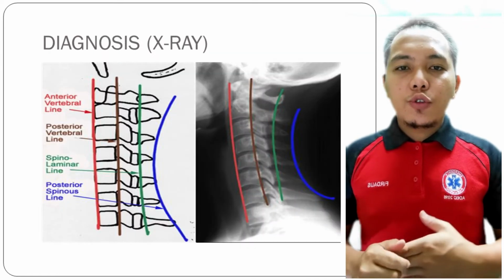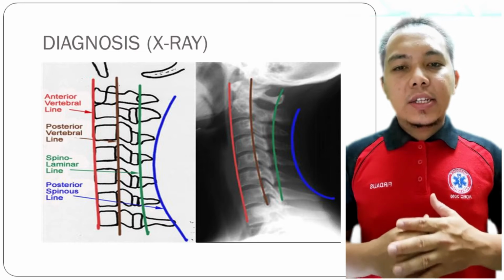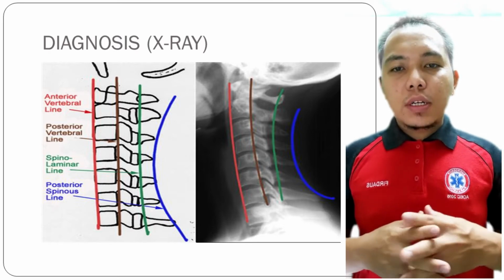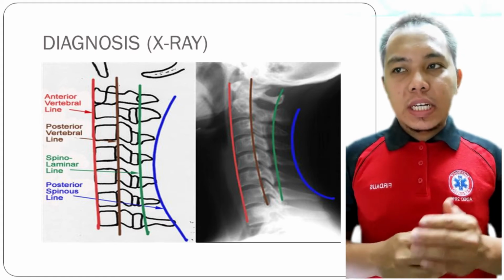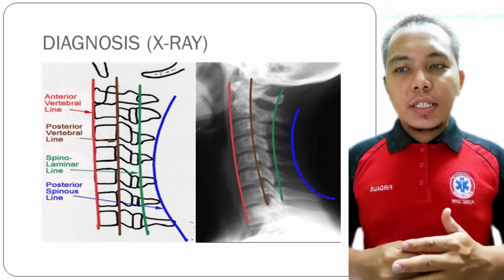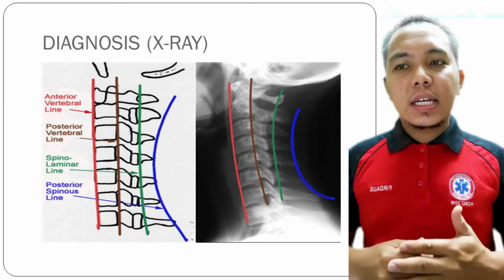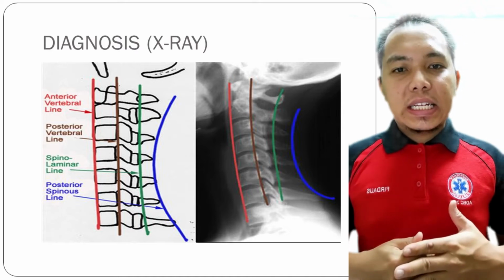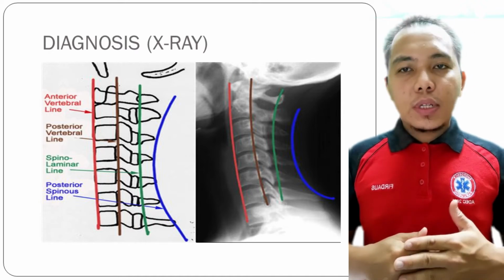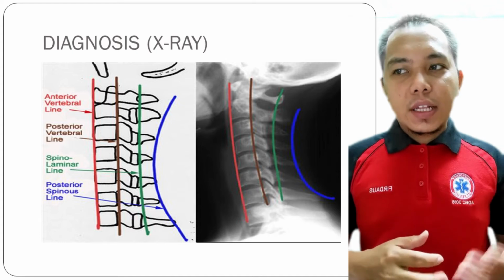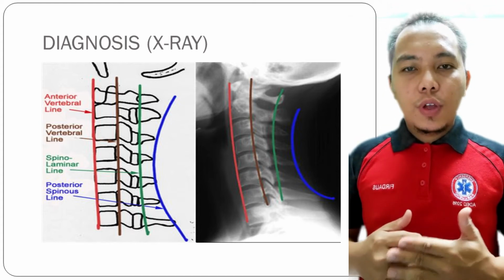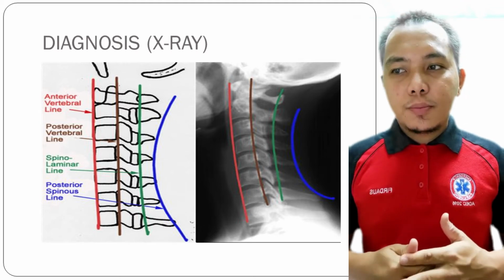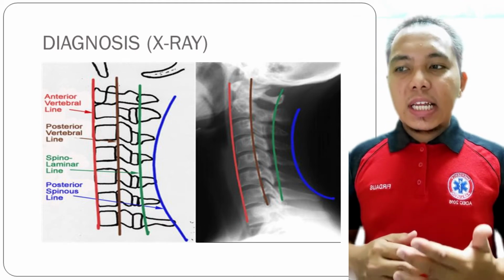Okay, now we move on to the diagnosis of cervical spine injury through radiology. We start from the X-ray. With X-ray, there is not much we can determine about cervical spine injury unless there is an obvious fracture of the cervical vertebra. But from the X-ray, we can view the anterior vertebral line, posterior vertebral line, spinolaminar line, and the posterior spinous line.